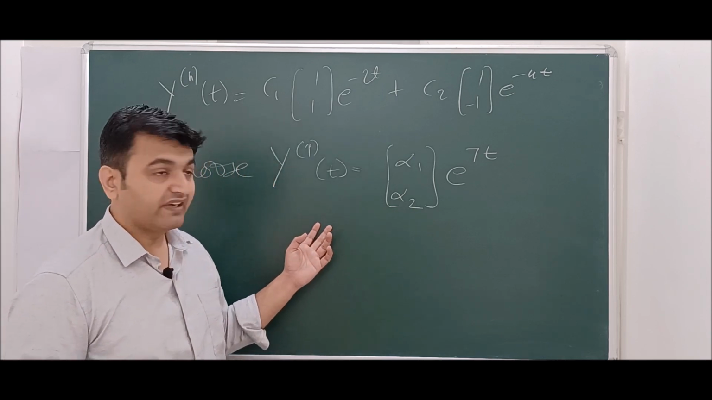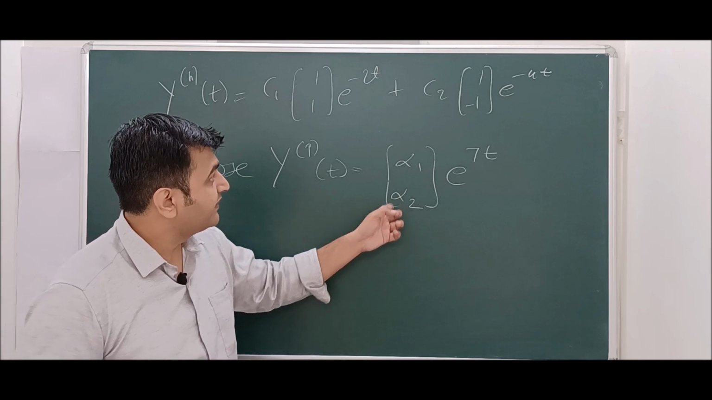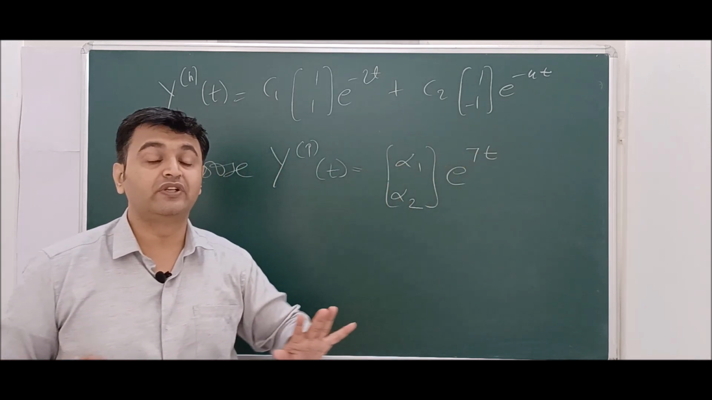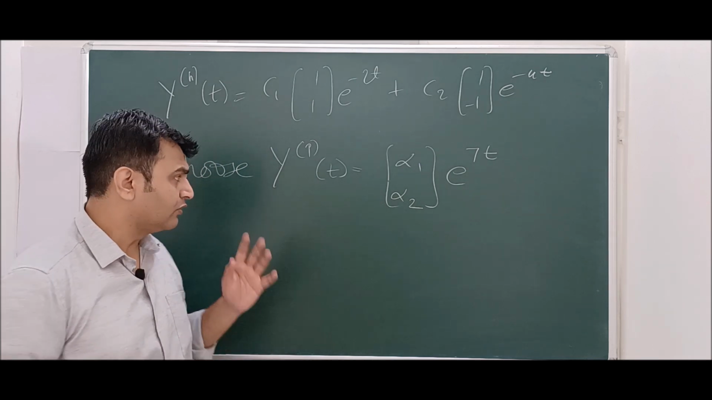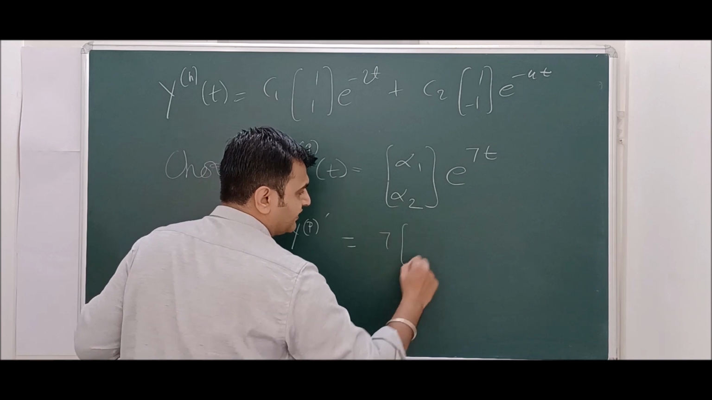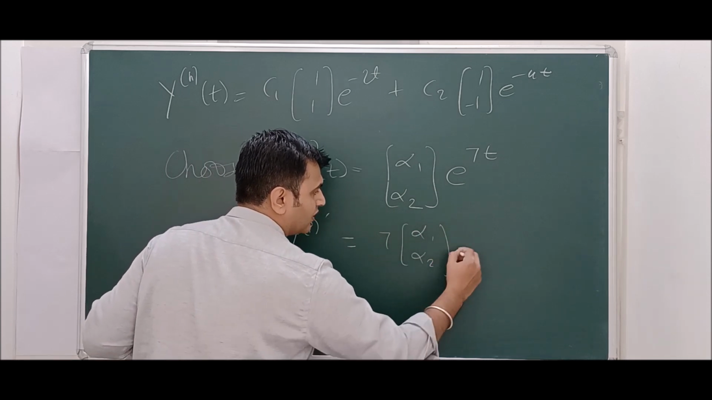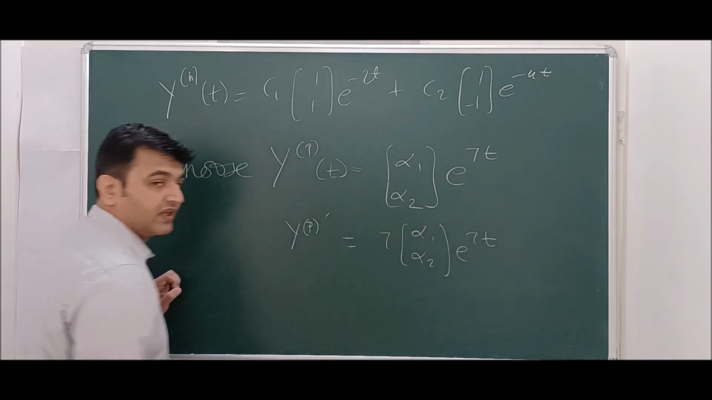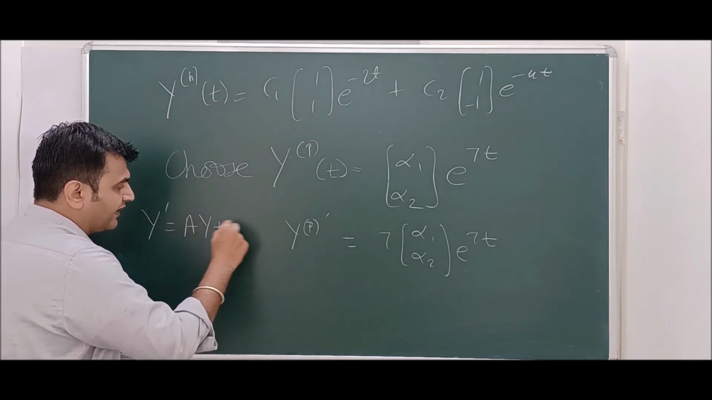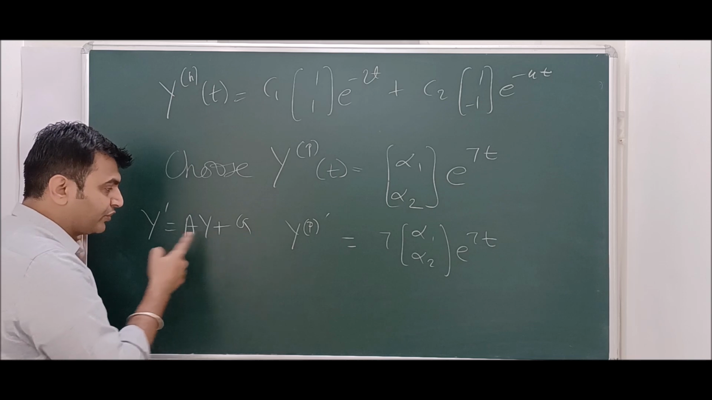Okay. Now this is the YP you chose. Now see whether this is coming into YH. No, e raised to 7t is not in YH. Great. So no need to modify. Now the same procedure. You find your YP prime, which is nothing but (7 alpha 1, 7 alpha 2) e raised to 7t. Now YP is a solution of this system, Y prime equal to AY plus G. So you substitute the value over here.